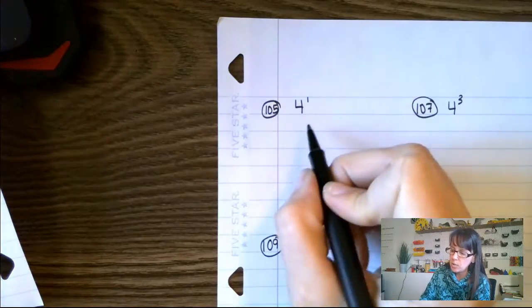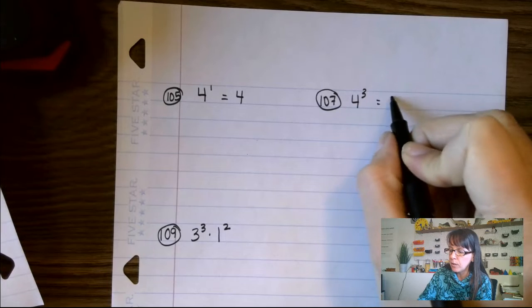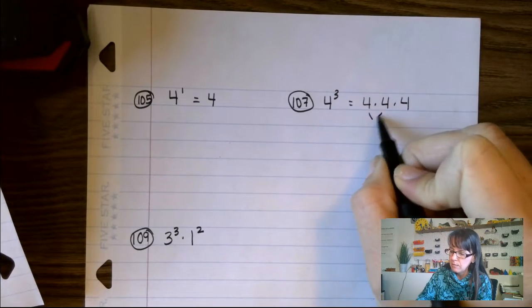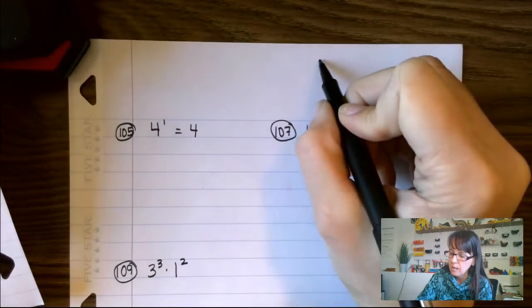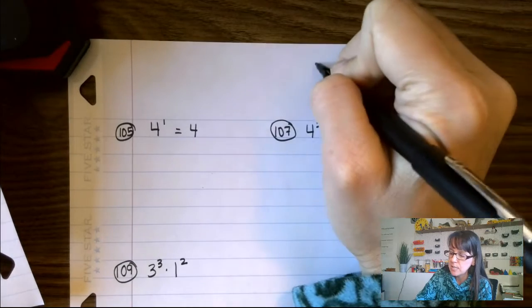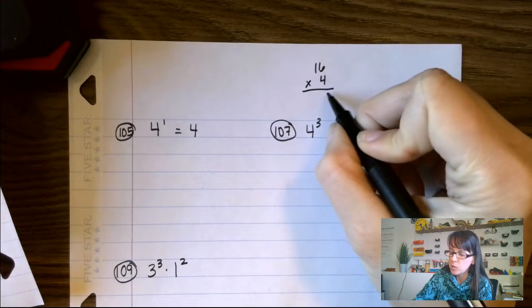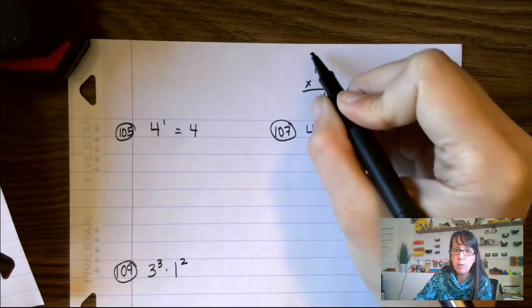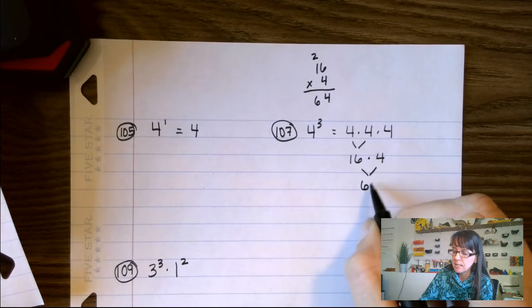We got 4 to the 1 power. That's literally just 4. Yay, that's easy. 4 to the third is 4 times 4 times 4. All right. 4 times 4 we know is 16. Times that by 4. So 16 times 4. We've got 6 times 4 is 24, so 4 and 2. 4 times 1 is 4, plus 2 more is 6. So 16 times 4 is going to be 64.